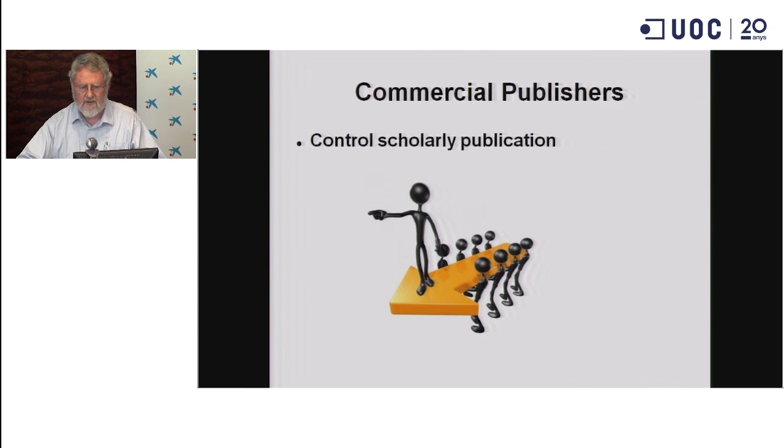The way it is now is that the commercial publishers control scholarly publication. And we had a discussion about that this morning, and they make the rules. They're the ones who come up with the citation indexes and impact measures, etc. And we have no control over that. Our community, our scholarly community, should be in control of that, but we're not.